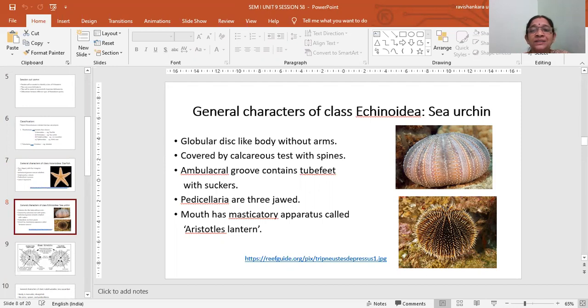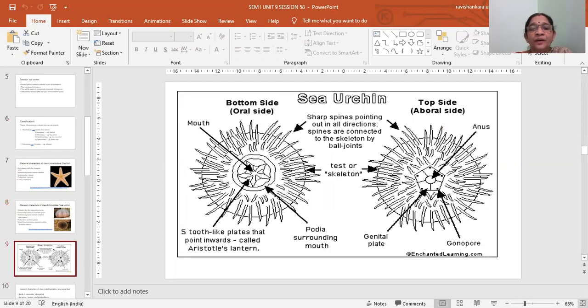Hence, these sea urchins, cake urchins and biscuit urchins are found at around 200 feet depth of the sea, and shallow sea water is the common habitat of these echinoids. In our Arabian Sea coast also we commonly see these. They are cosmopolitan in distribution, and they have an oral side with the mouth. On the oral side, five tooth-like plates point inwards, which are called Aristotle's lantern.